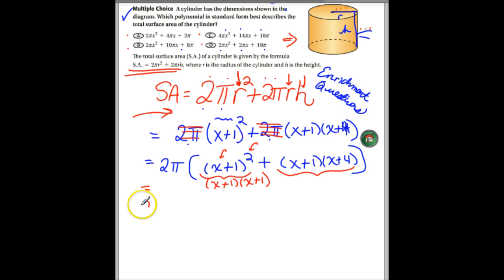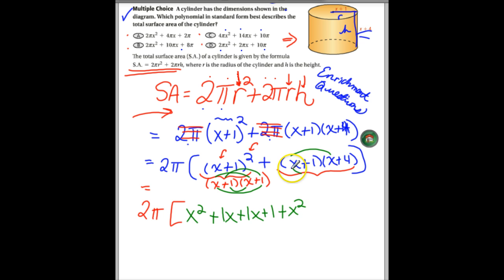So I'm going to keep that 2 pi just hanging out front so it doesn't get in my way, and I'm going to go FOIL these 2. Firsts, outsides, insides, lasts. And remember, we're multiplying those lasts. It's 1 times 1. That just took care of that one. Then I'm going to go over here and do the same thing. Firsts, outsides, insides, lasts, and I'm multiplying those.